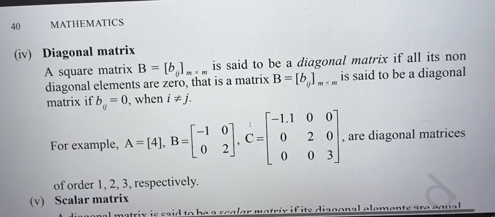So all these are square matrices, but a diagonal matrix is a special type of square matrix. What is that special type? Only diagonally will elements be there, and the rest will all be 0. With only one element, there is nothing like diagonal or not, so you can consider it a diagonal matrix. A square matrix with only one element is always a diagonal matrix. Here, if you see diagonally, there are non-zero numbers, but the rest of the elements are 0.